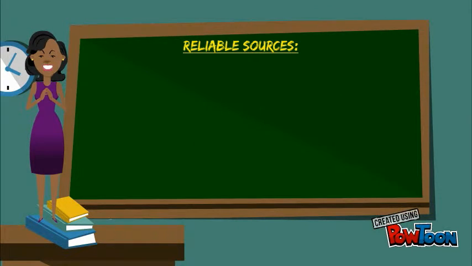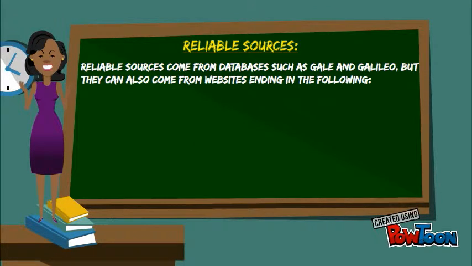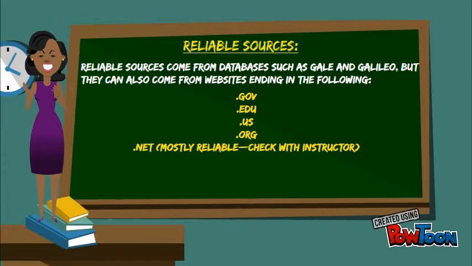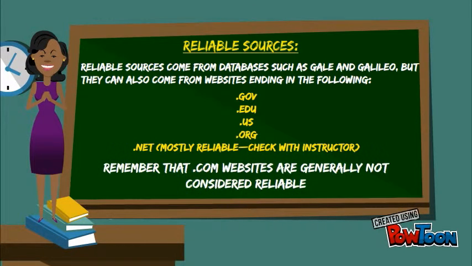Reliable sources can come from databases such as Gale and Galileo, but they can also come from websites ending in the following: .gov, .edu, .us, or .org, sometimes .net, and remember that .com websites are generally not considered reliable.